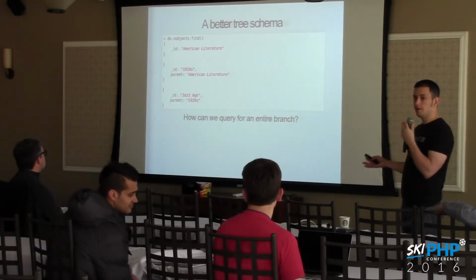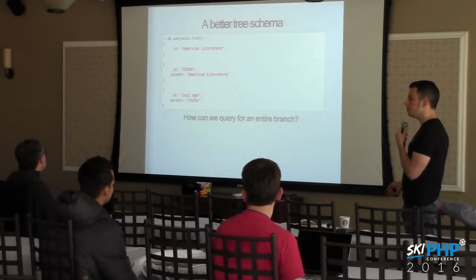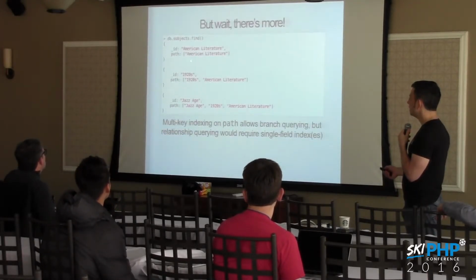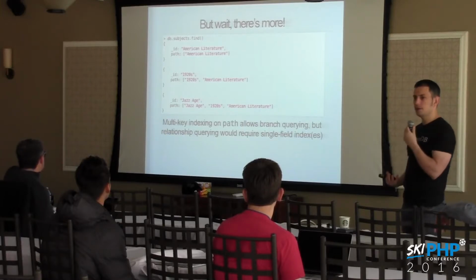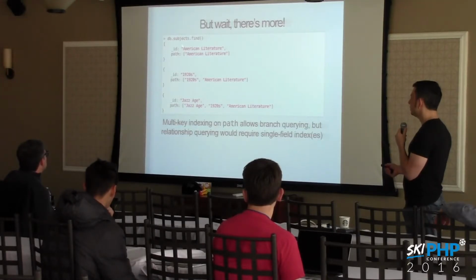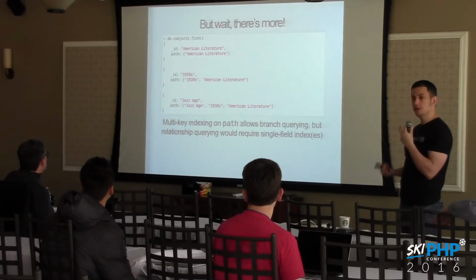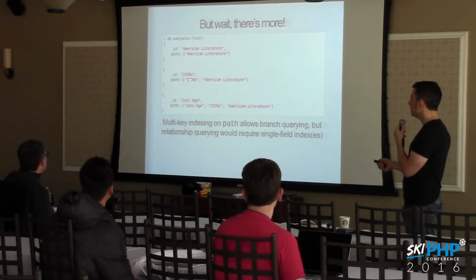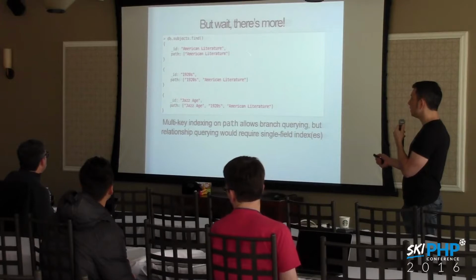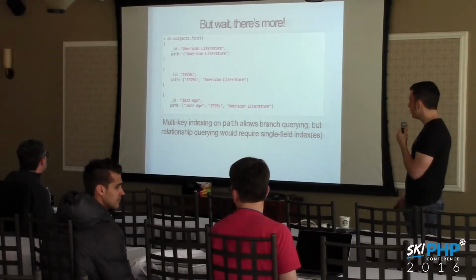But maybe we still want to query for an entire branch, so I want maybe everything under American literature. So another approach we might take, instead of just storing our parent, is to store the path from ourselves up to the root. And then again, indexing on path here with the multi-key indexing. If I just search for where path is American literature, I'll find all three of these because they're all considered American literature. If I search for 1920s, I won't pick up the top level root, but I'll pick up 1920s and Jazz Age because it's in the tree.